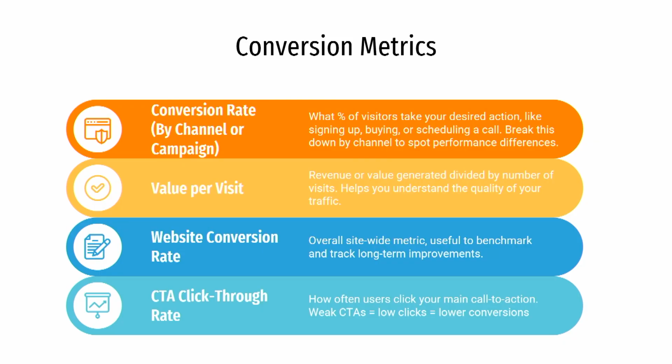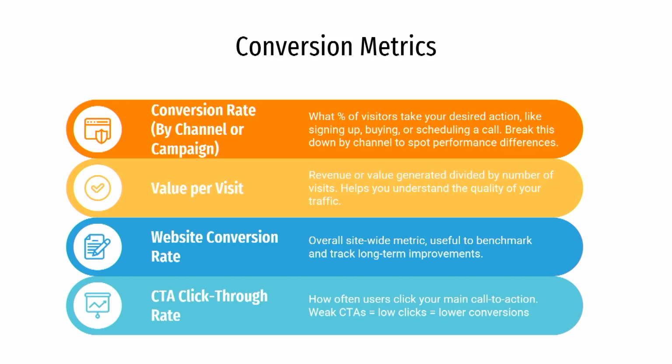Next category is the conversion metrics. The first metric associated with conversion is the conversion rate. As the terminology itself is self-explanatory, what percentage of visitors take your desired action? The desired action may be signing up, buying, scheduling a call, it can be anything. You have to define the action. If a customer has actually performed that particular action, then it is called a conversion.